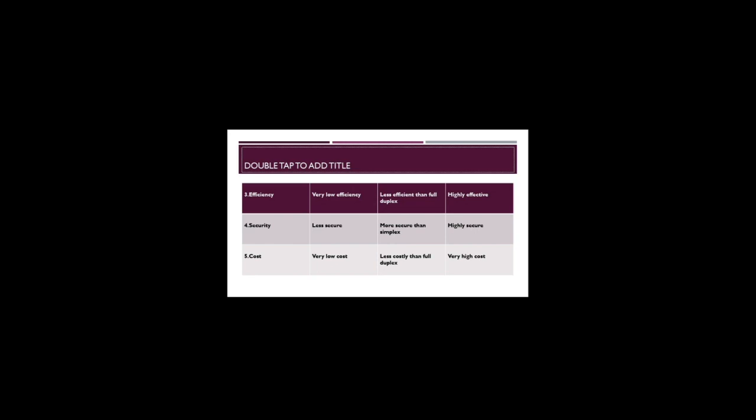The fourth aspect is security. Simplex communication is less secure. Half duplex communication is more secure than simplex. Full duplex communication is highly secure. The fifth aspect is cost. Simplex communication has very low cost. Half duplex communication is less costly than full duplex. Full duplex communication is very costly.